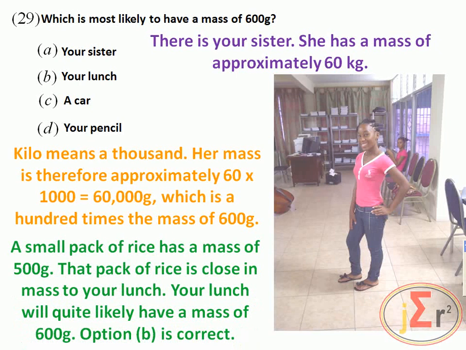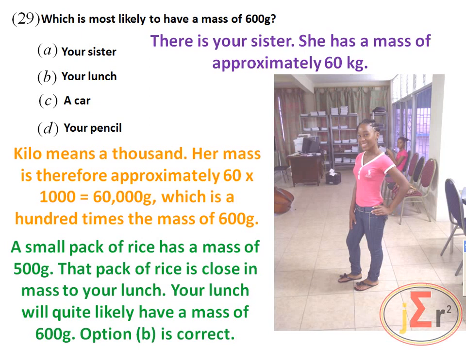A small pack of rice has a mass of 500 grams. That pack of rice is close in mass to your lunch. Your lunch will quite likely have a mass of 600 grams because you know that a pack of rice is close to the mass of your lunch, and the pack of rice is also close to the 600 grams.